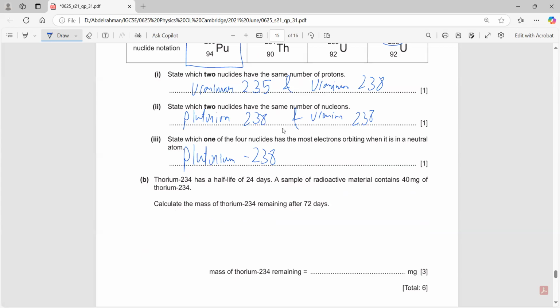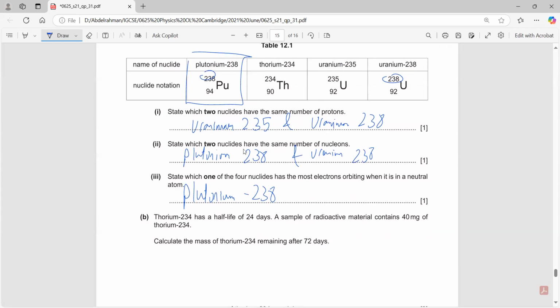Thorium. Why would thorium be wrong? Because he's asking which of these two nuclides have the same number of nucleons. Nucleons means the mass number. So we need to find 238 and 238. Both of them have the same mass number, meaning that they both have the same number of nucleons.